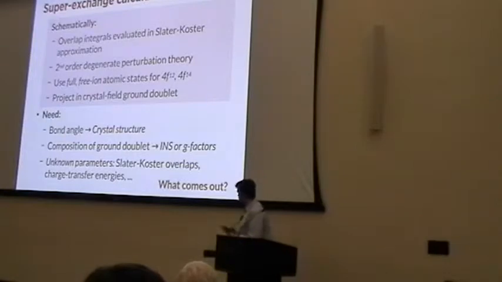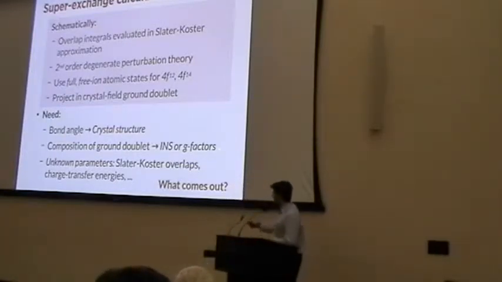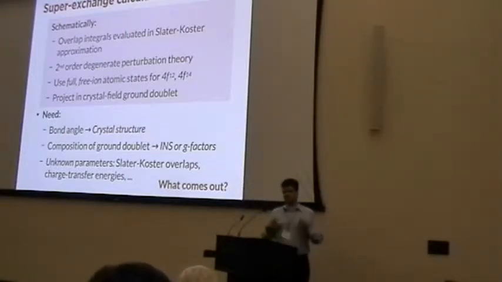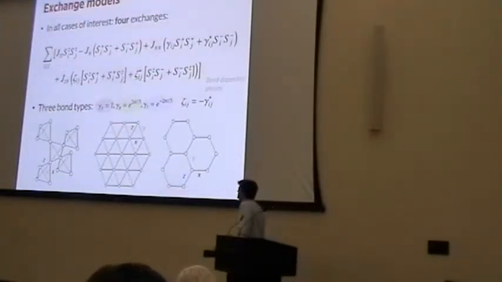So what you need basically is the geometry of the bond. So you need the crystal structure. You need to know what you're projecting into, what this crystal field ground state is. So this again is material dependent. And then you need to know a bunch of these theoretical factors. What are these overlaps? What are these exact free ion parameters? So what comes out? A model that looks like this.